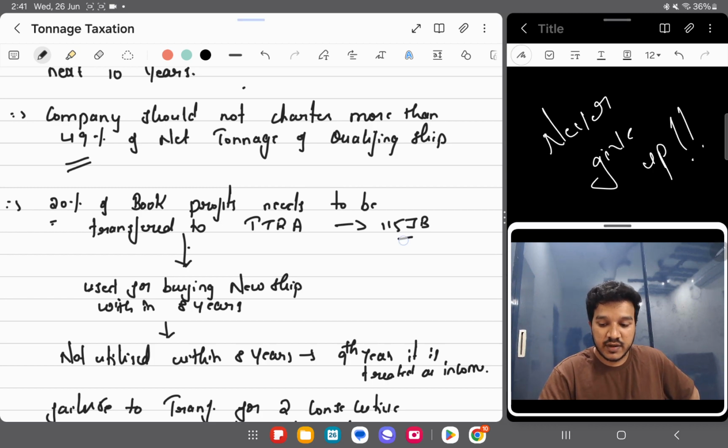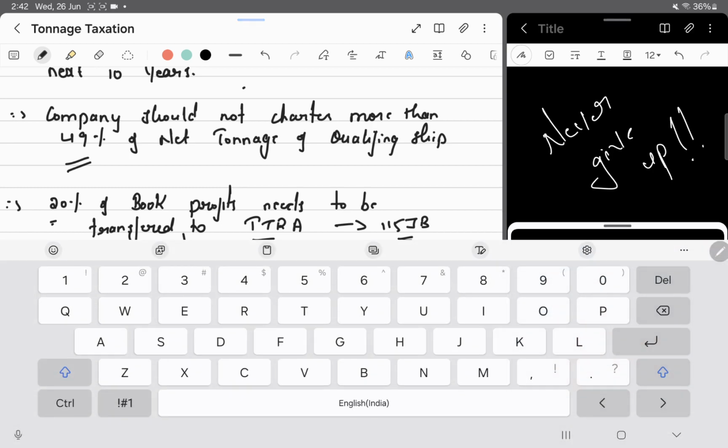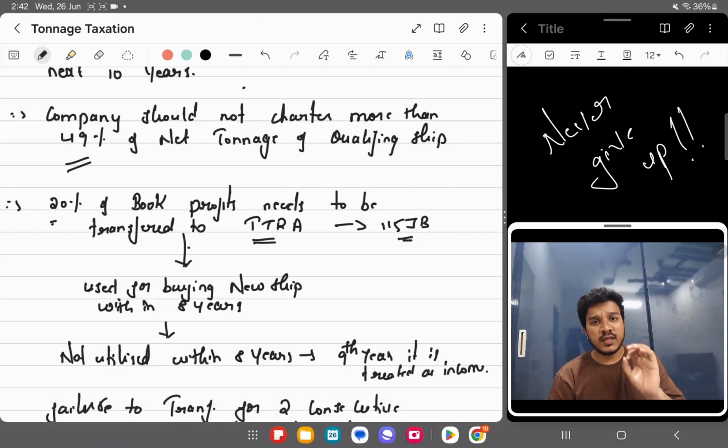Book profits कहाँ से आता है? 115JB MAT के हिसाब से अपन book profits calculate करते हैं ना, that book profits. So from that 20% should be transferred to the tonnage taxation reserve account. So this amount can be used only to purchase what? Another ship. ठीक है, and that has to be done within 8 years. जो भी accumulate होते जा रहा है 8 साल तक, you have to use this amount only to purchase another ship. Getting my point?